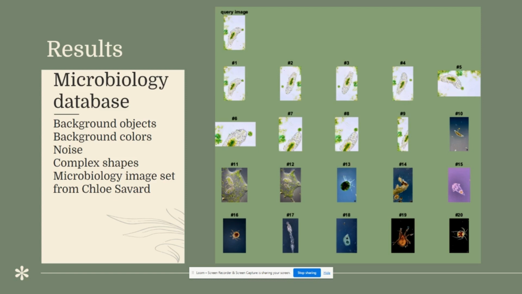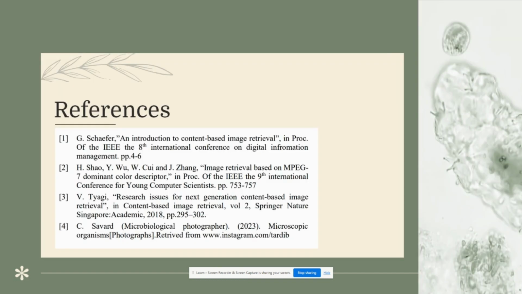And as you can see in number 10, the Cimbella was probably the most like the tardigrade of all of the microorganisms inside of the database. So it's very good that it also ranked that one very high up, but after the rest of the tardigrades. So again, here are my references.